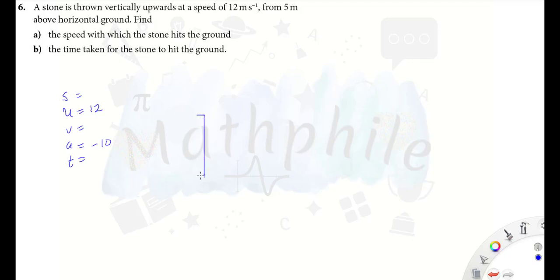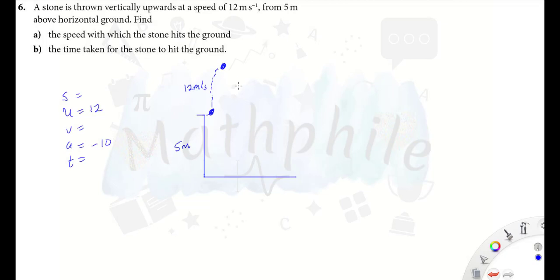I saw the question to be a scenario one type of question. Let's say this is 5 meters above the ground, and that's where the particle is at. The particle is projected vertically upwards with a speed of 12 meters per second.